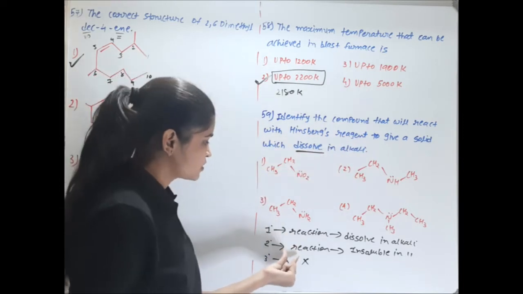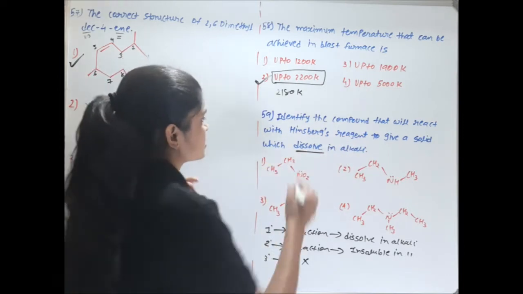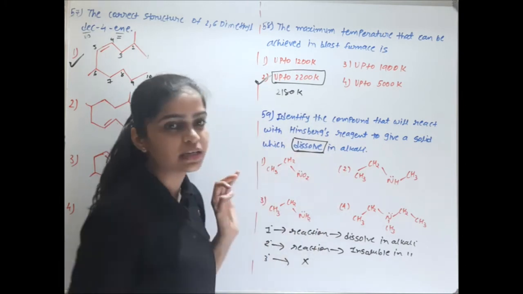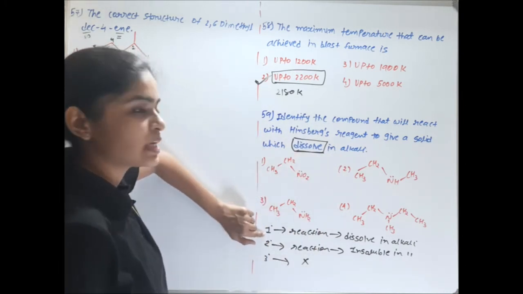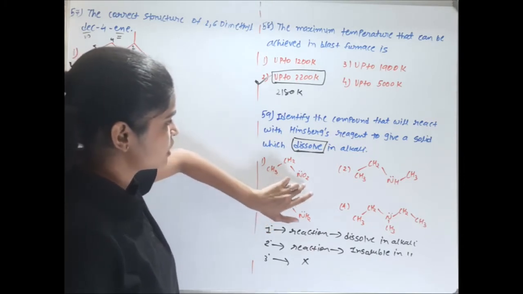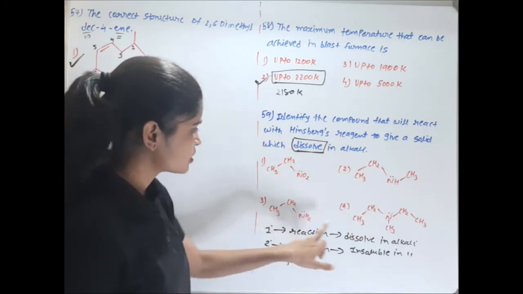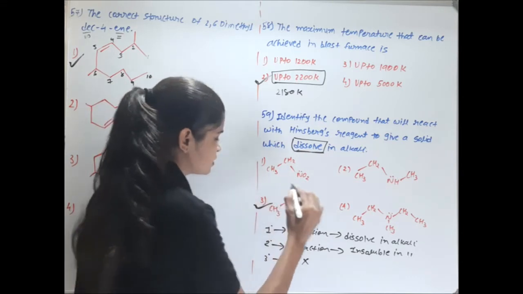So find out the Hinsberg reagent. This gives the first degree and second degree. Then next given is the one which dissolves in alkali. So what dissolves in alkali is always the primary, meaning the first degree amine. So in this case, first degree amine. This is the second, first and third. So this is the right option.